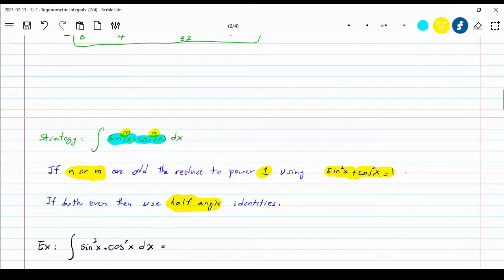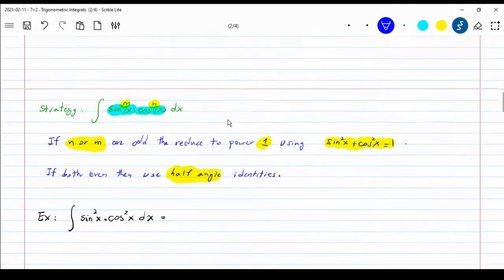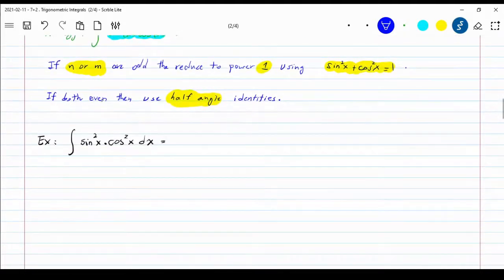So let's see, for example, what if instead of cosine to the fourth power, you were dealing with sine squared times cosine squared x, where they're both even. This is like the second case, because for the first case we did the example already. In this one, what we need to do is half angle.